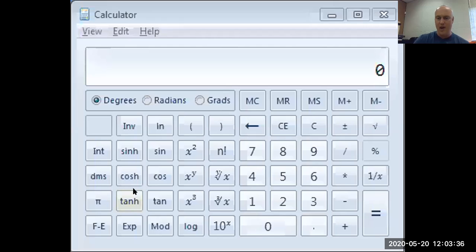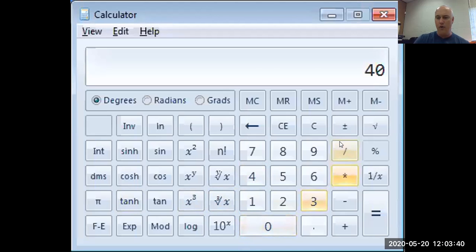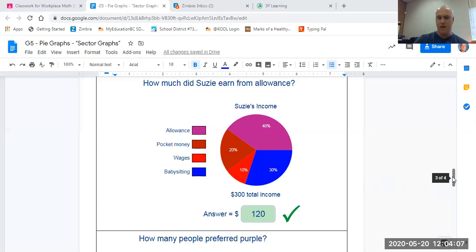So basically what we have here, just so we're clear, 40% over 100% is that 0.4 that I said. So 0.4 is the decimal equivalent of 40%. And then I need to multiply that by the total income I had, which was 300, and that is why I get this value of 120. So that is why, when I come back here and look, the answer is 120. So hopefully that makes sense.